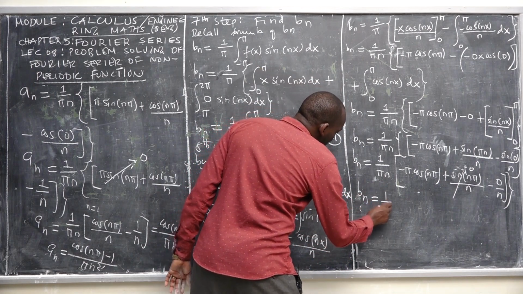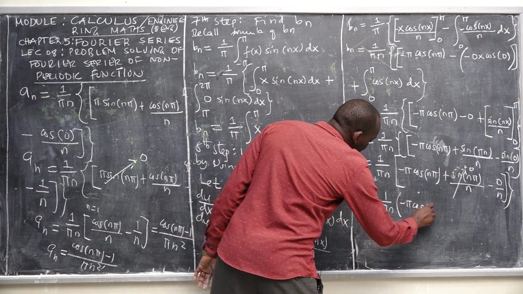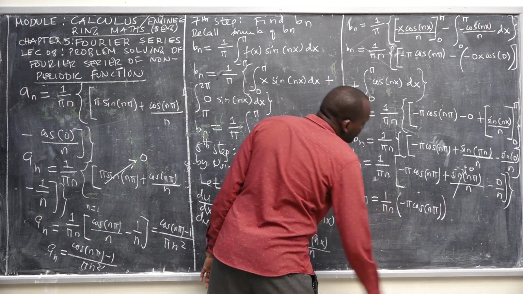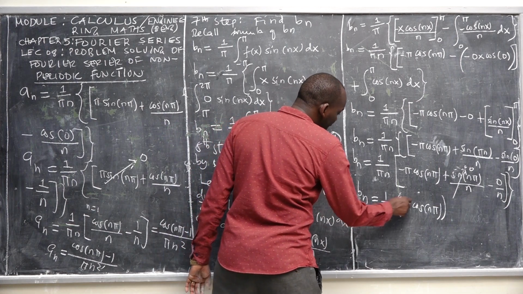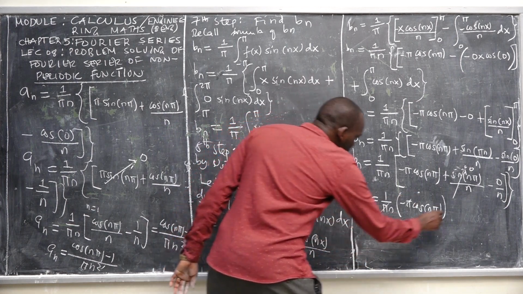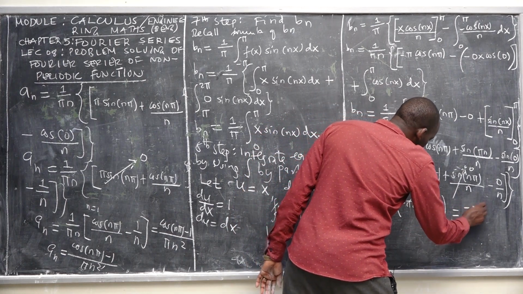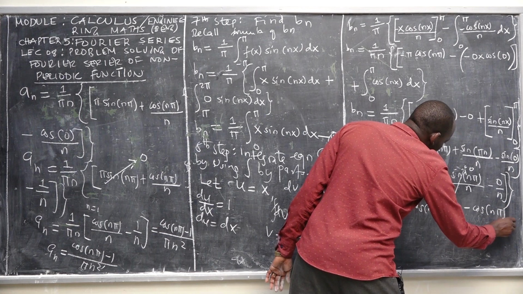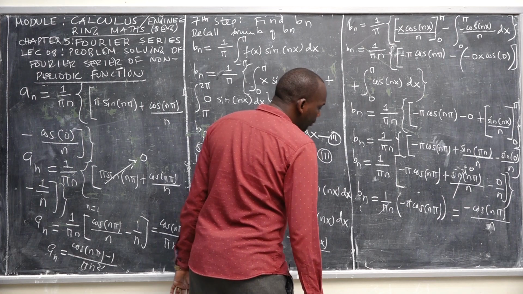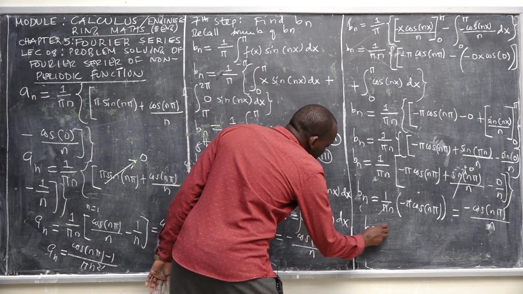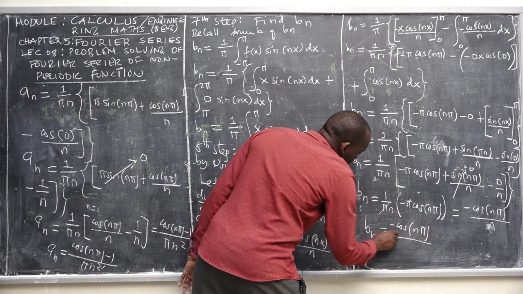1 over pi n. Then you have negative pi cosine of n pi. Are you together? So you can simplify. Pi and pi cancel. So this one is negative, and you'll have negative cosine of n pi over n. So Bn is equal to negative cosine n pi over n.